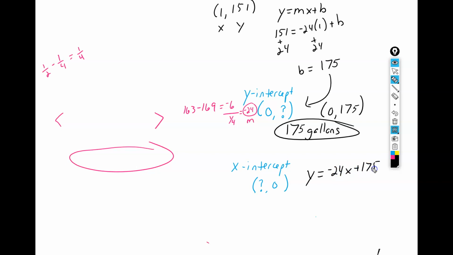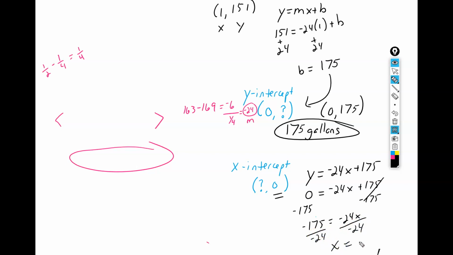So now we can take our equation, y equals -24x plus 175, and we can enter in 0 for the y and figure out what x is. So you've got 0 equals -24 times x plus 175. So subtract 175 from both sides. You get -175 equals -24x. This is just solving an equation. Divide both sides by -24 to get your x-intercept. So 175 divided by 24 gives you about 7.29.